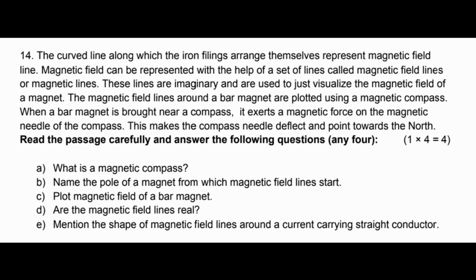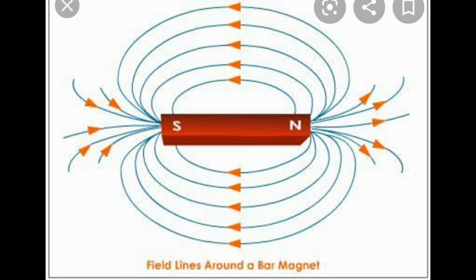Question C. Plot magnetic field of a bar magnet. You have to draw magnetic field lines as shown in the figure. First of all, draw the magnet at the center with N and S representing north and south poles. Then, as we know, magnetic field lines arise from the north pole and they enter the south pole outside a bar magnet. You have to draw this diagram using a scale and pencil.